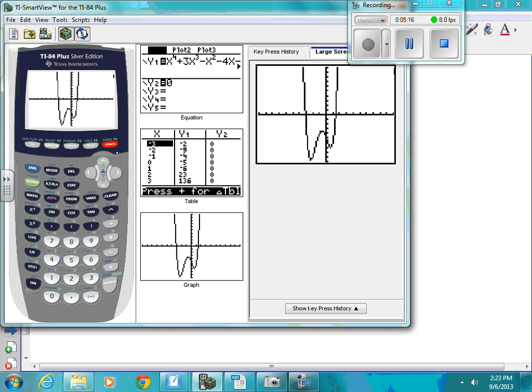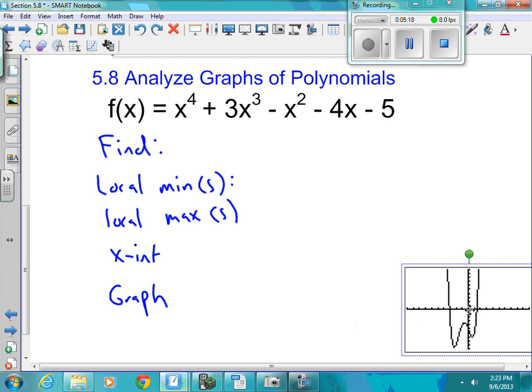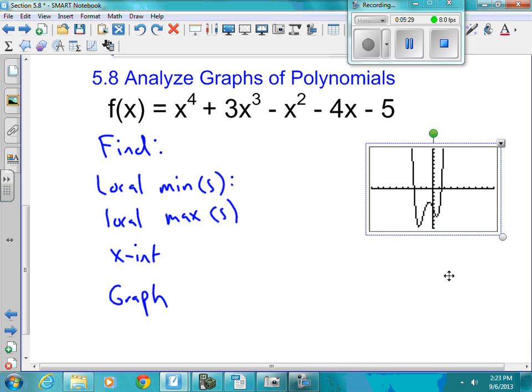Okay, so I'm going to drag this graph out just for future reference. You can't do that with your calculator. I'll show you how to graph it by hand here in a minute. So we want to find the local mins and local maxes. The local mins and the local maxes are the turning points. So local minimum, it looks like on this graph we have two.